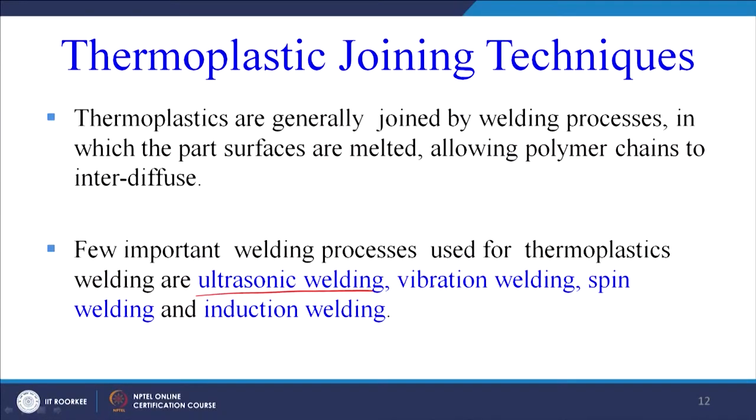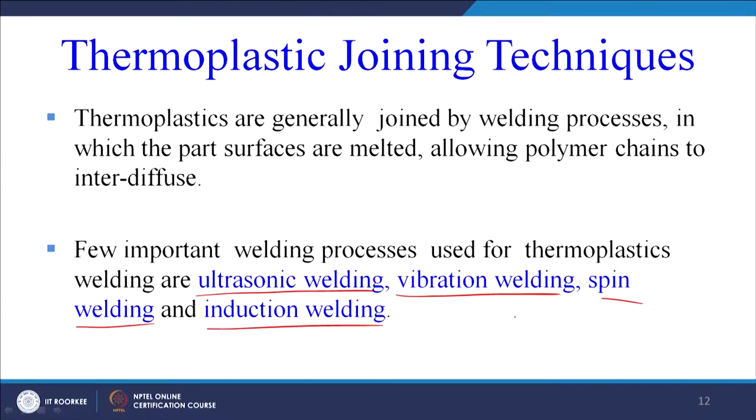So in our 6th and 7th week of discussion, we have already seen a lot of guidelines like this. Now, joining of thermoplastics: we can have different strategies. For joining of metals, we can use welding and riveting. In case of joining of thermoplastics, we can use processes like ultrasonic welding, vibration welding, spin welding, induction welding. A few important welding processes used for thermoplastic welding are already listed here, and we have already discussed them in detail in our discussion during the 6th and 7th week.